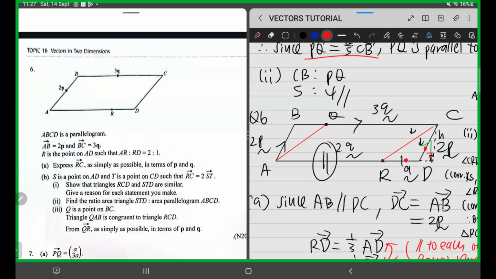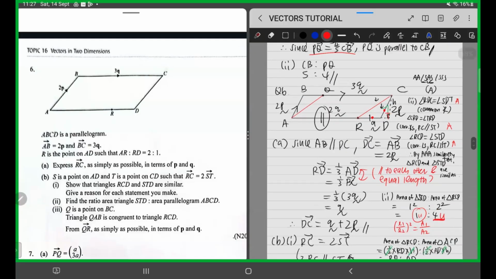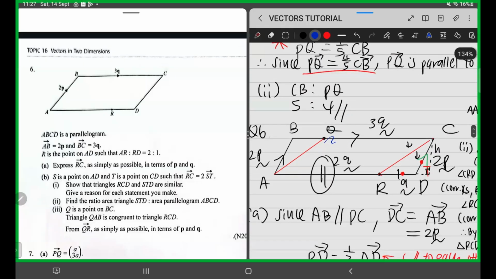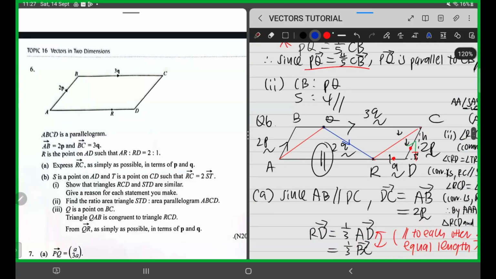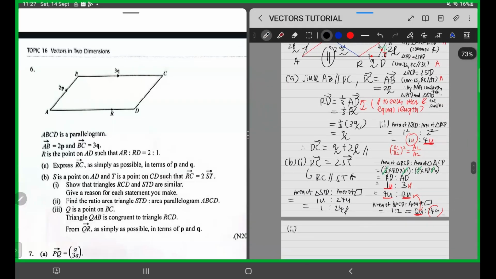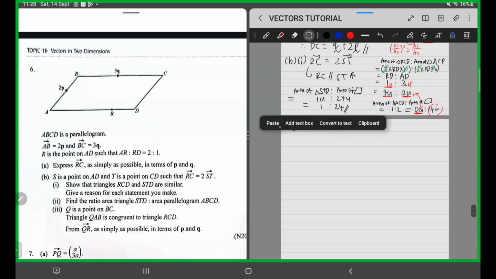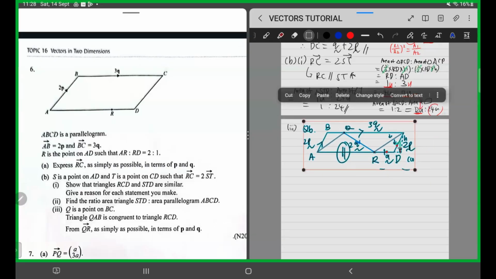Okay, wait, let me check if I'm correct. Q is a point on BC, QAB is congruent to RCD. Yep, okay, correct. Okay, so how do we form QR? They want us to form QR. Okay, so given that, I'm just going to write over here. Or maybe I copy this down, make it easier. Copy, paste. Okay, easier now.